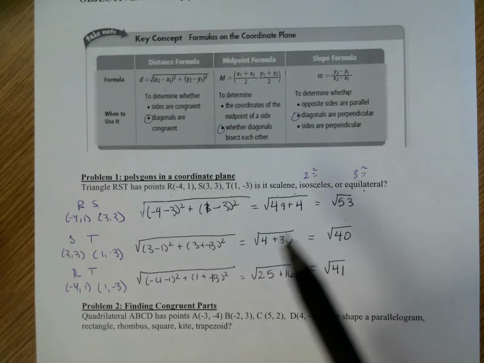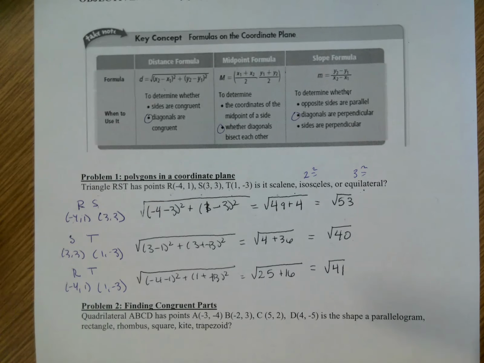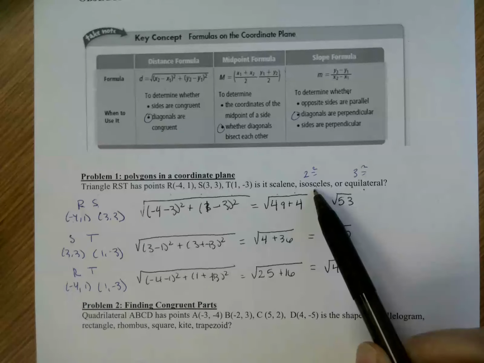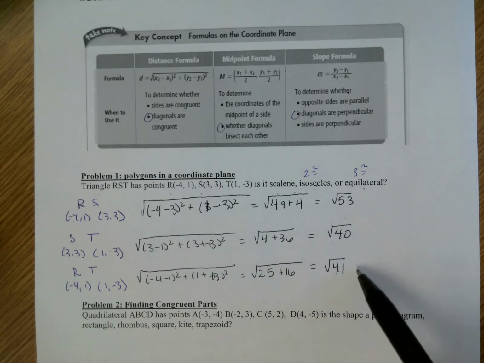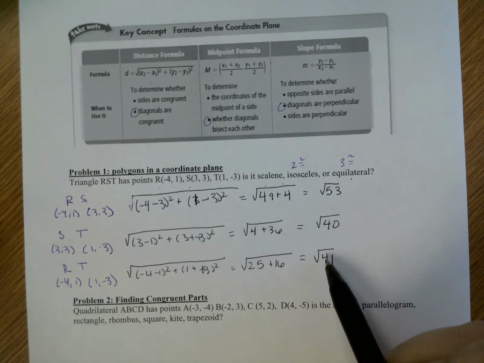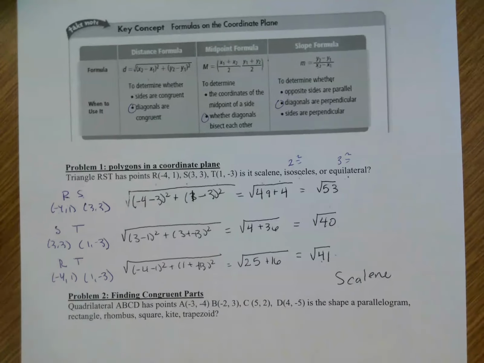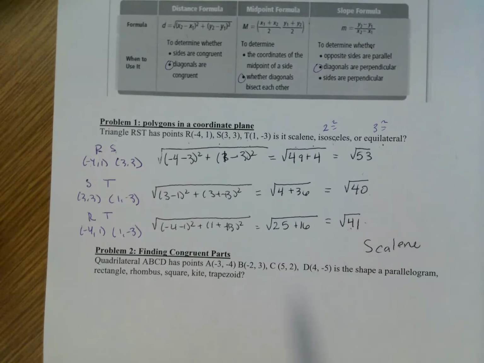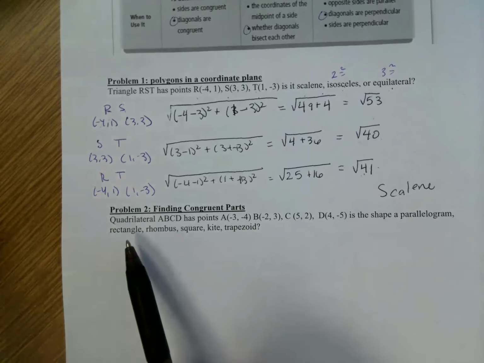Now here's the thing. If I were to plot these 3 points and just look at the image, I might have thought that this is an isosceles triangle because these 2 lengths are very close together, but they are not the exact same. They need to be the exact same. So you have to find the distance. So this triangle, because all 3 sides are different, is scalene.